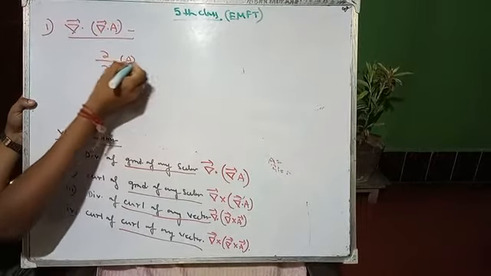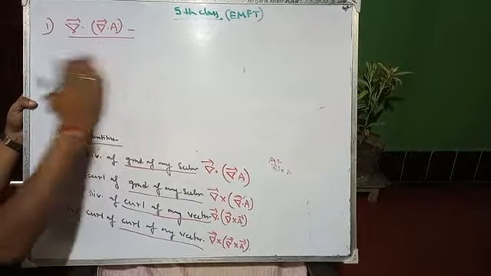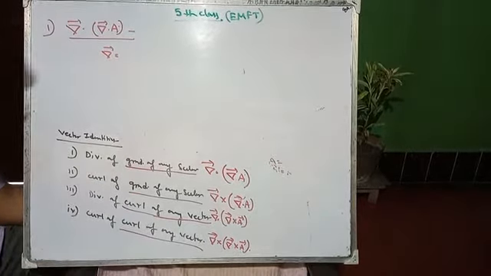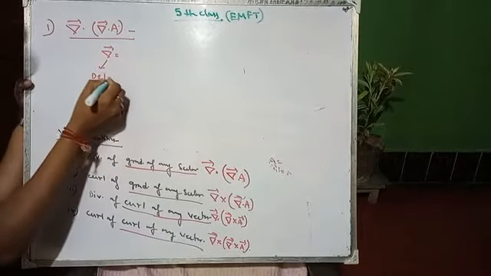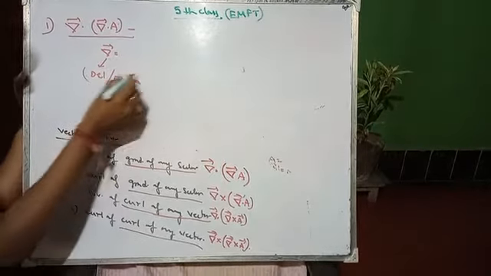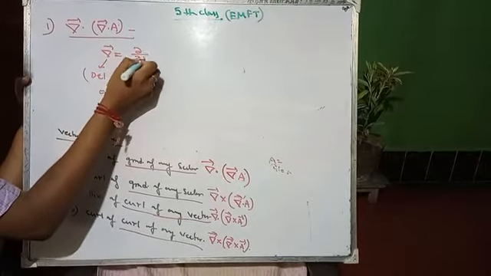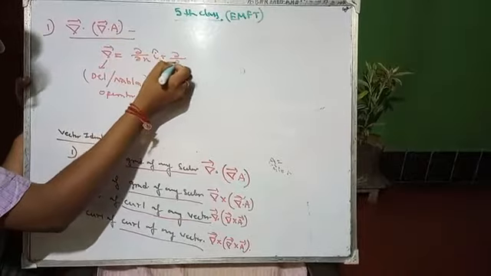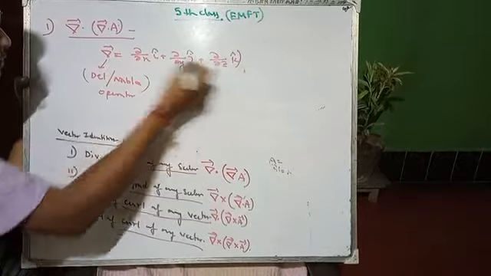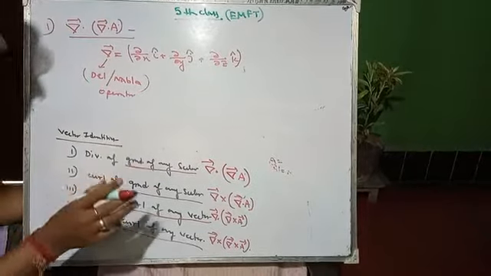Del x of a I cap plus del. Okay, so first from the very basic, what is the nabla operator or del operator? The another name of the del operator is nabla. Okay, del or nabla operator. What is the del? Del x I cap plus del y j cap plus del z k cap. Okay, this is the operator, and a is the only magnitude. A is just magnitude of vector a.